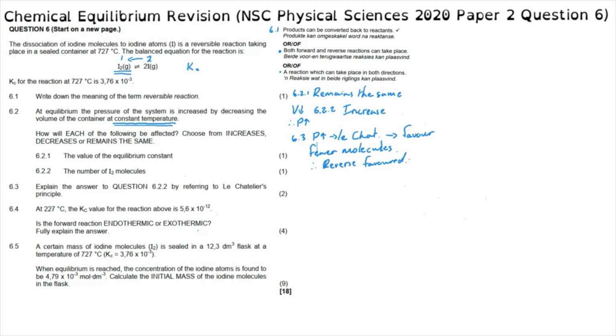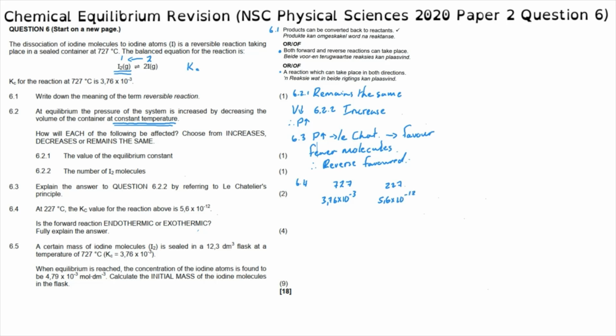Question 6.4. At 227 degrees Celsius, the Kc value for the reaction above is 5.6 times 10 to the negative 12. Is the forward reaction endo or exothermic? And fully explain your answer. So what we've got here is we've been given our Kc value at two separate temperatures. The one at 727, which is 3.76 times 10 to the negative 3. The second one is at 227 degrees Celsius, and that is 5.6 times 10 to the negative 12.